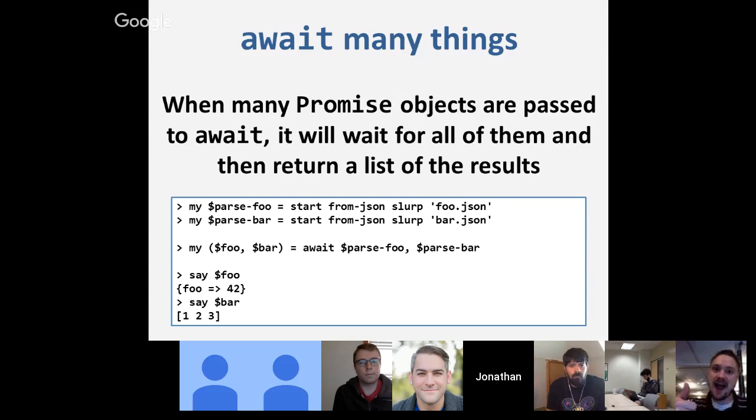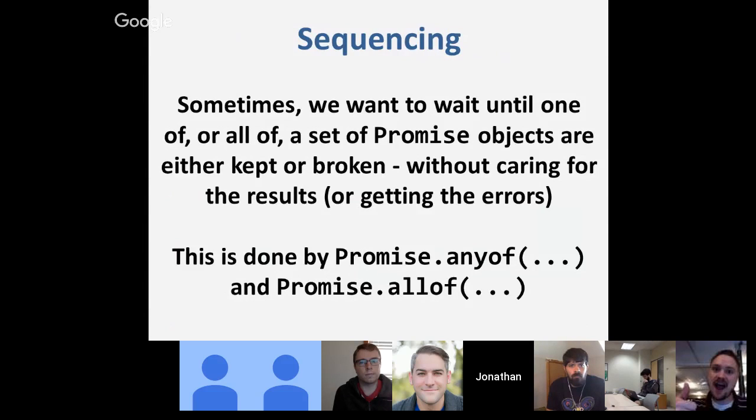So another way that you can deal with promises is by using anyof and allof. And these are used for sequencing. So these are not about when you're interested in checking if a promise succeeded or failed or getting the result. These 2 will never actually throw an exception, even if one of the promises you're checking did. But instead, they're just ways of talking about saying, well, I want to wait here or await any of these promises being done or all of them being done.